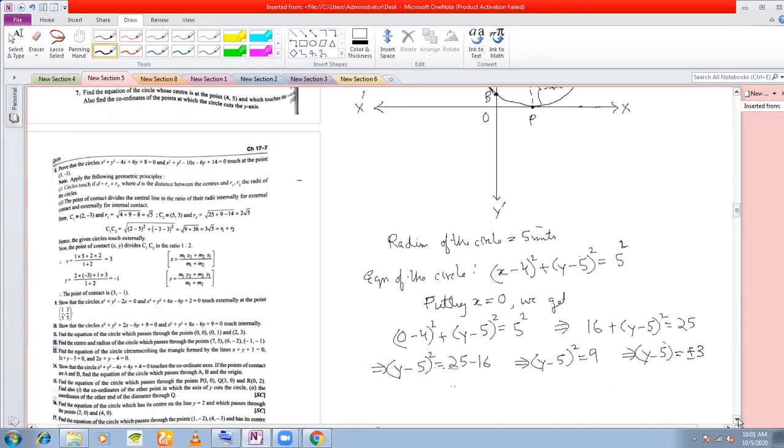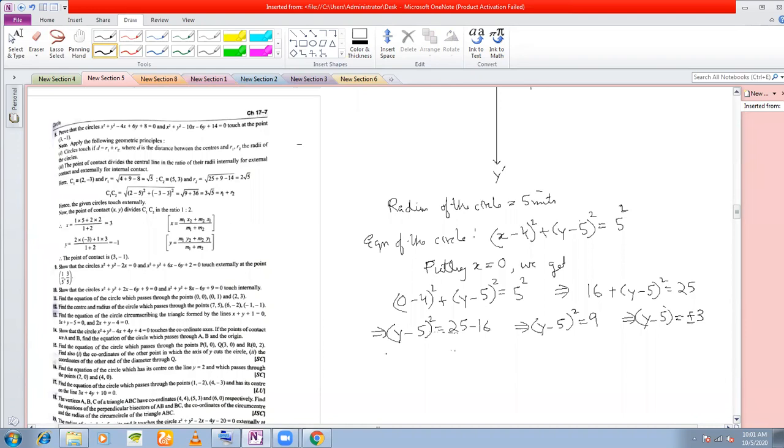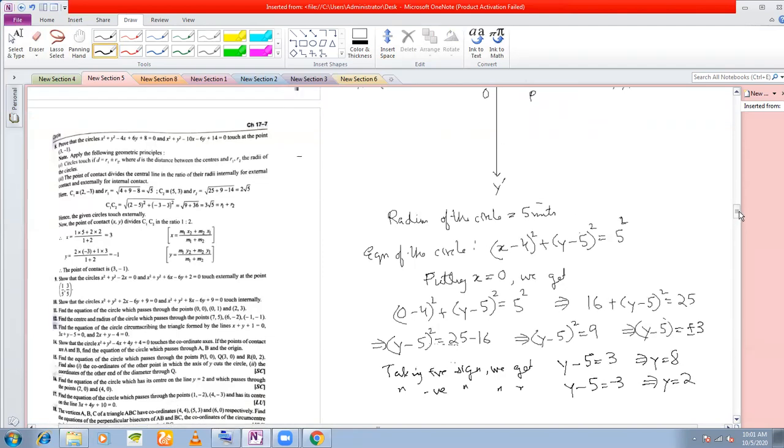This will give you two values of y. Taking the positive sign, y minus 5 is equal to plus 3, that means y is equal to 8. Taking the negative sign, y minus 5 is equal to minus 3, that means y is equal to 5 minus 3, which is 2. So getting two values of y, what will those two values represent?